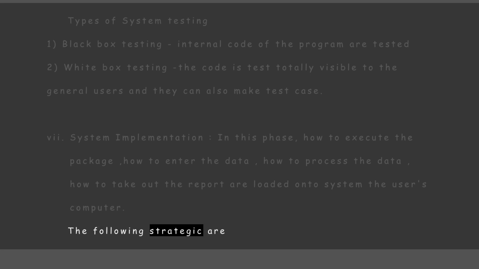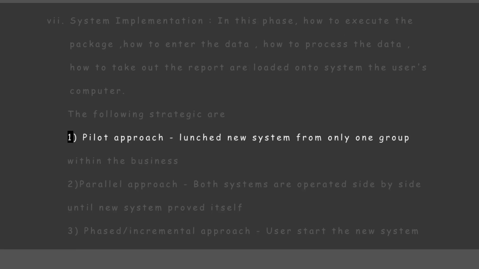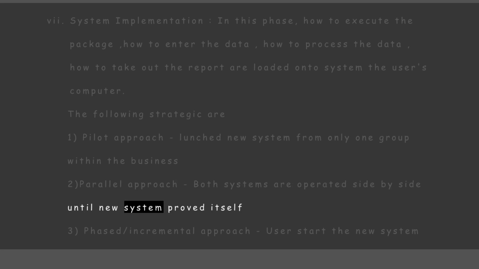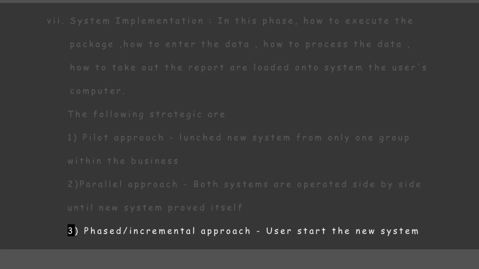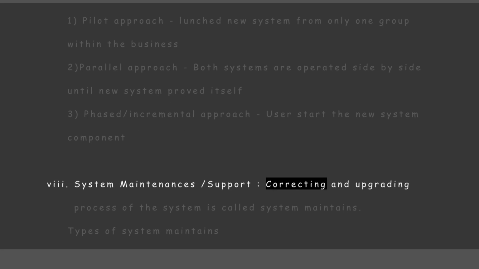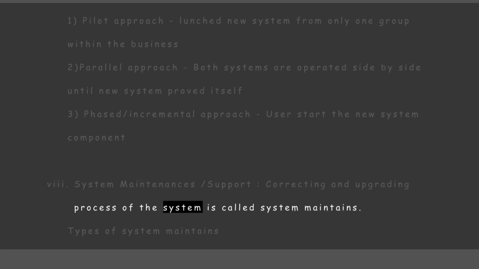The following strategies are: 1. Pilot approach, launching the new system from only one group within the business. 2. Parallel approach, both systems are operated side by side until the new system proves itself. 3. Phased incremental approach, users start the new system component by component. 8. System maintenance support, correcting and upgrading the system is called system maintenance.